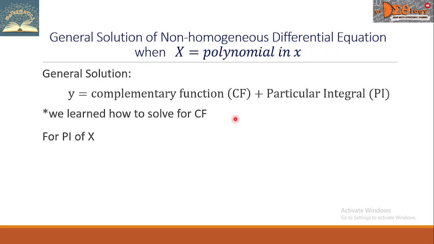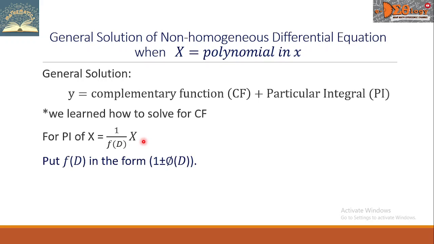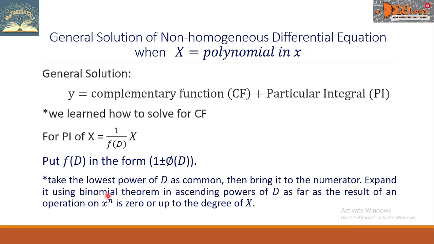Now, let us solve for PI, or particular integral, of capital X. And this time, capital X is a polynomial in small x. The formula is here: the fraction 1 over f of D multiplied by capital X, that is the right side of the equation. In this case, in this denominator, we're going to put it in the form 1 plus or minus the p of D. This is how we're going to do it.